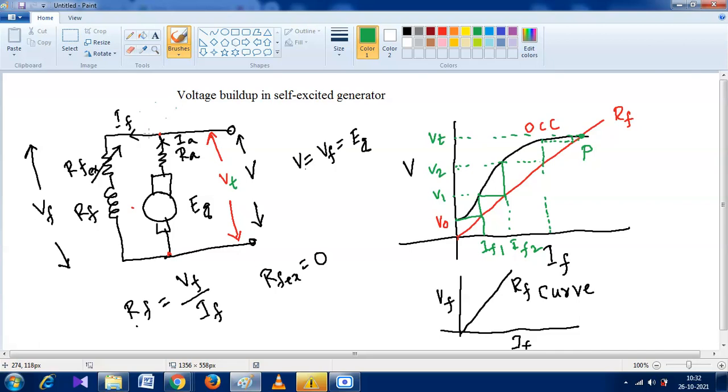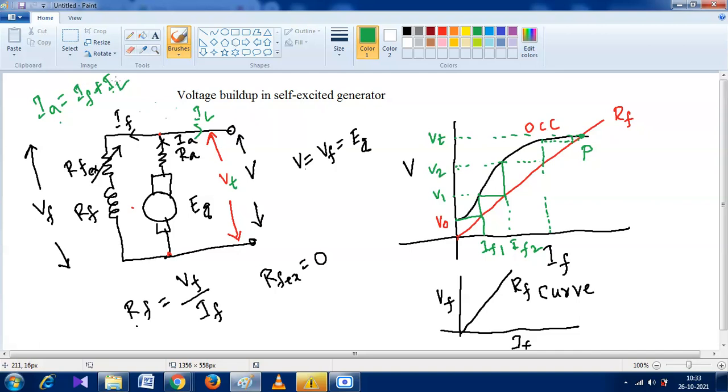The value of field current is not like the load current. Suppose actually what we write, IA is equal to IF plus IL. If there is IL load current, then we can write IA is equal to IF plus IL, and the value of IF is very low with respect to IL.